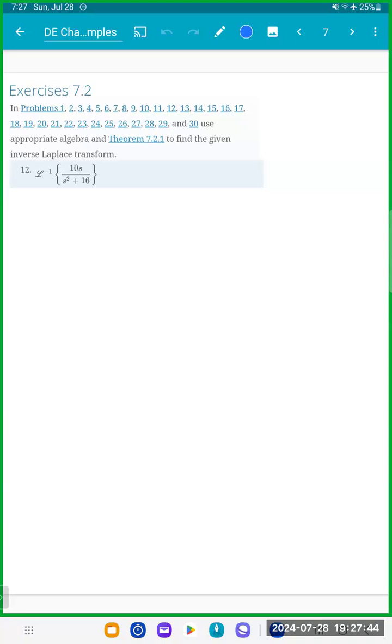For this next portion, this tells me we're looking at that formula E, which tells us that we're going to use cosine of kt. In this case, our k squared is equal to 16, so our k has to equal 4. So this then would give us 10 cosine of 4t as a solution.